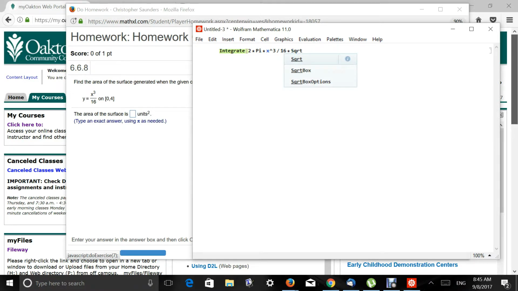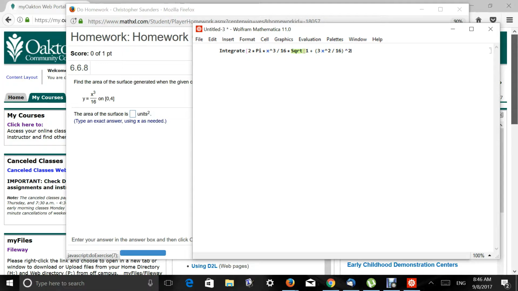And when you start typing, you see options show up below. So square root, remember braces are what separates what goes in the command. So square root of 1 plus the derivative of that function. And the derivative of that function is 3x squared over 16. Now, we've got to be careful with our parentheses because it's 1 plus the derivative squared.